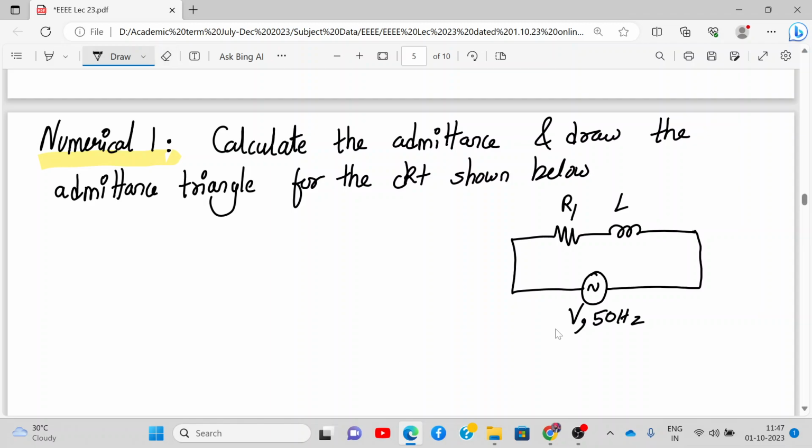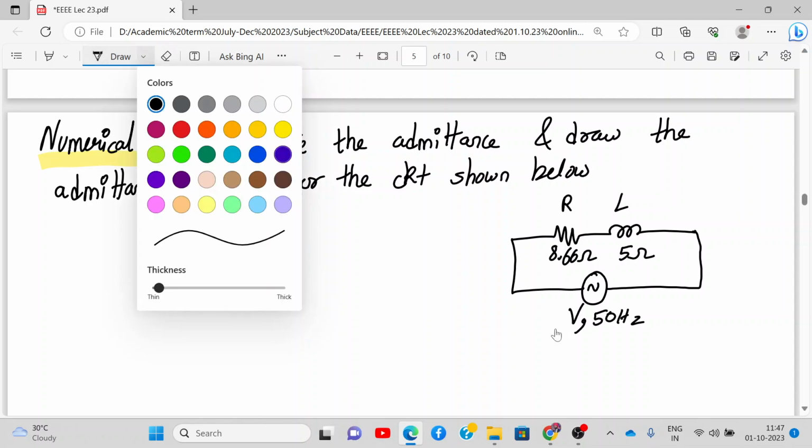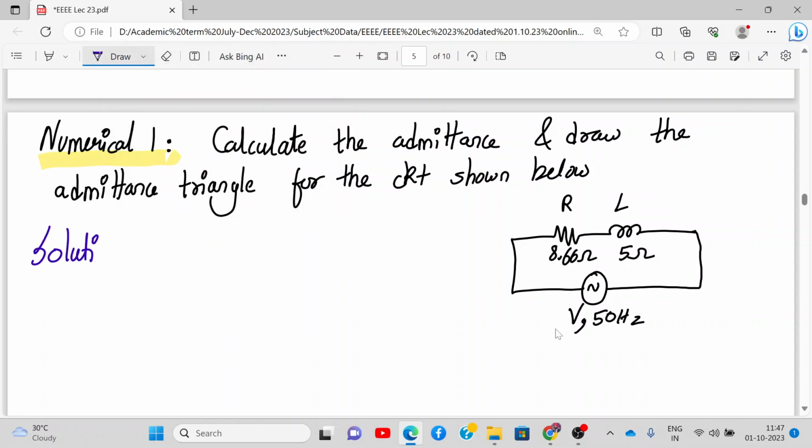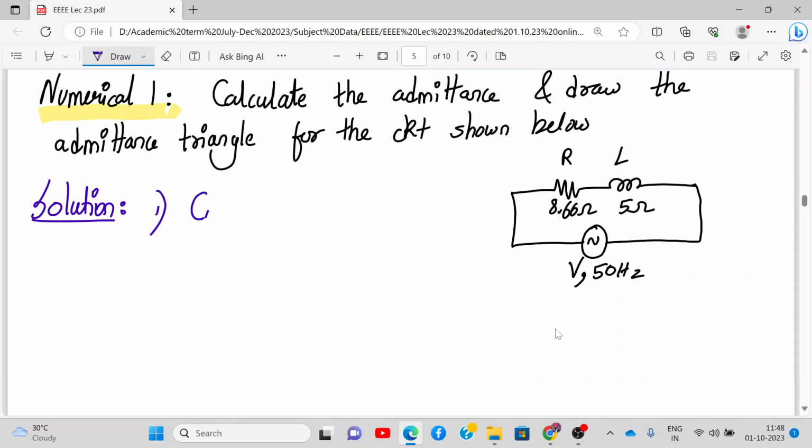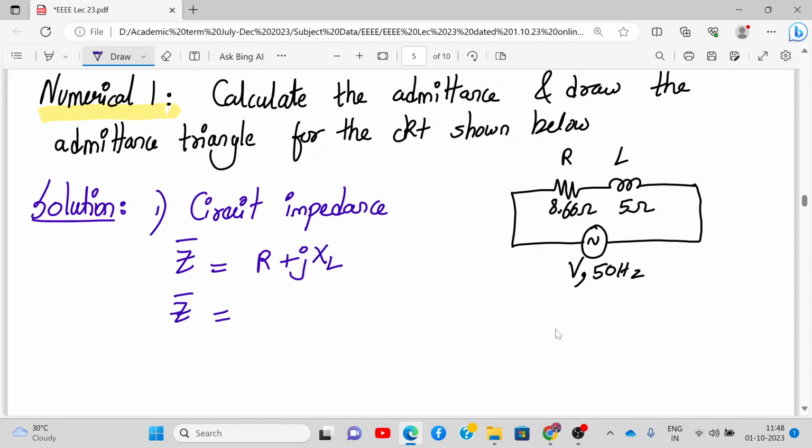R value is given. L value is given. Let me write it down. R value is 8.66 ohms. L value is 5 ohms. So this much information is given. We need to find the circuit admittance. I hope you have noted down the numerical. So can we start with the solution? For the first step, we'll calculate the circuit impedance. Circuit impedance Z bar will be given by, here it is an RL series network, so R plus jXL. So Z bar will be given by R, which is how much? 8.66, and how much is L, plus j?